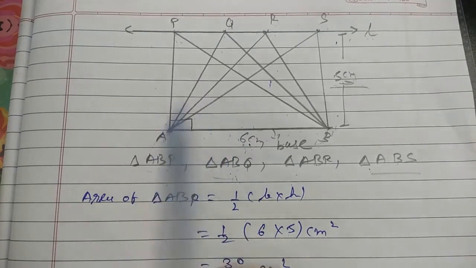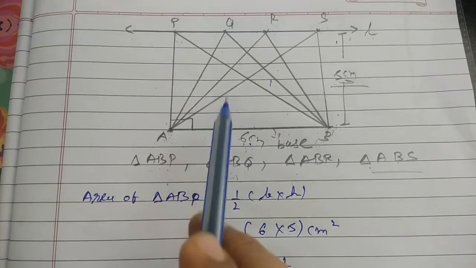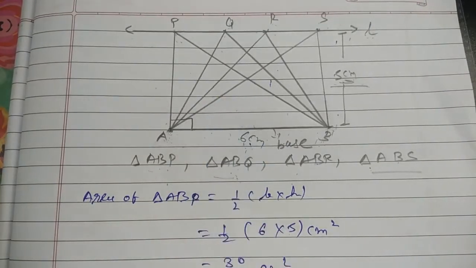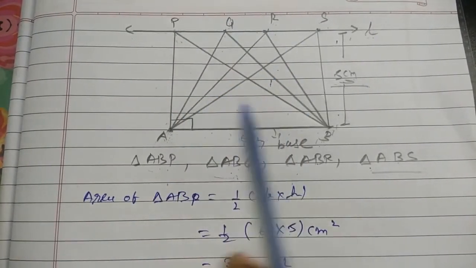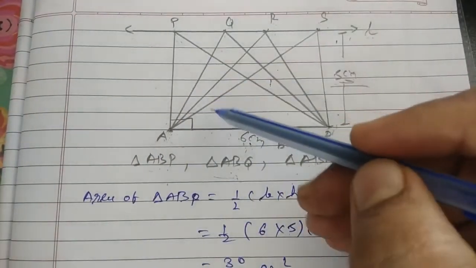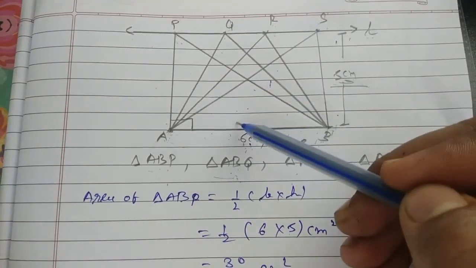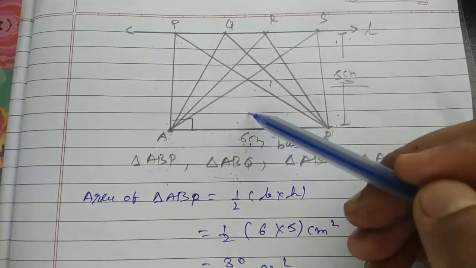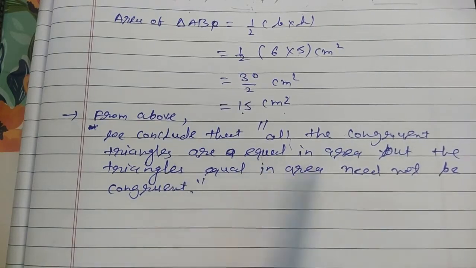They are equal in shape, as we can say that they are all triangles. So yes, they are equal in shape, but they are not equal in size. Of course not congruent, because these triangles are different. They have different lengths of sides. So that's why we cannot say that these triangles are congruent, but they have the same area. So from this we can conclude that all the congruent triangles are equal in area.